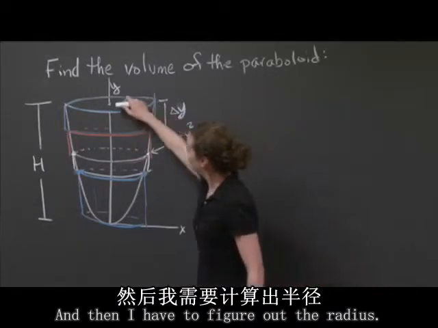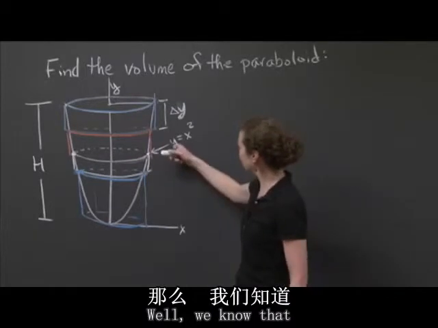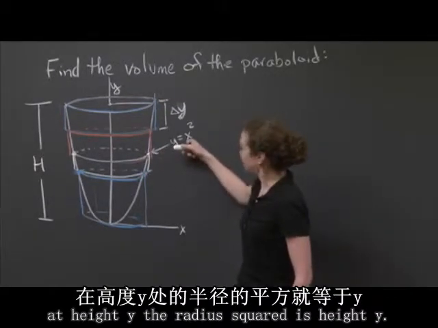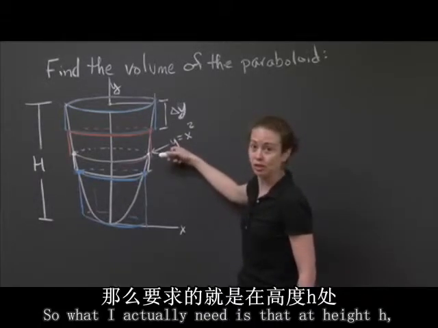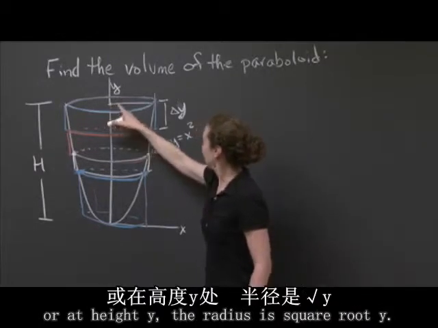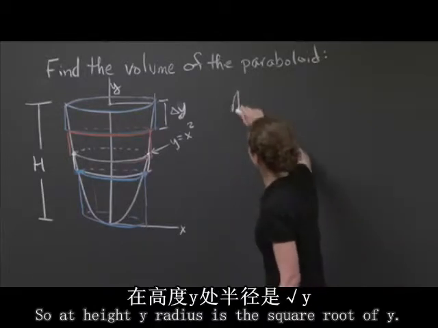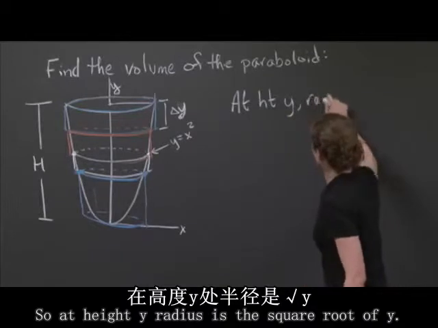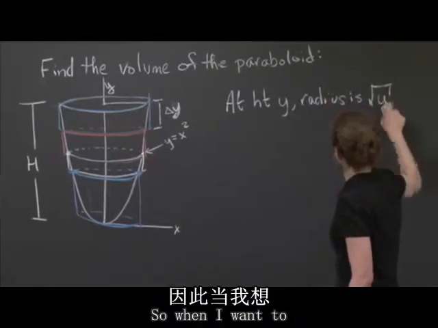And then I have to figure out the radius, right? Well, we know that at height y, the radius squared is y. R squared equals y. So what I actually need is that at height y, the radius is square root y, right? So at height y, the radius is the square root of y.